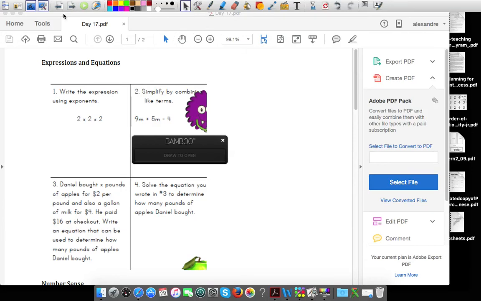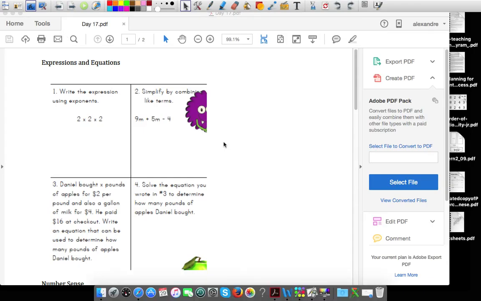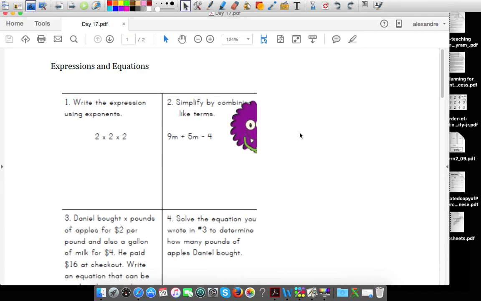Day 17. Oops. No. This one. Okay. So I can close this. Here we go.